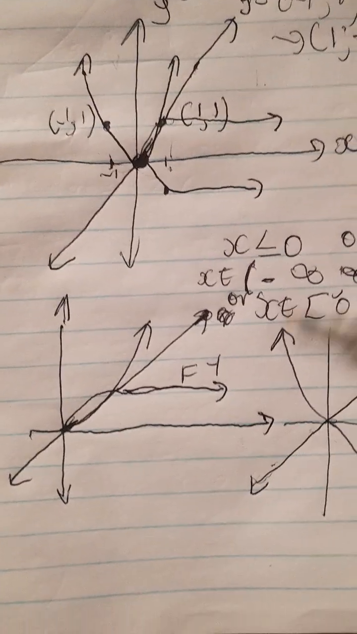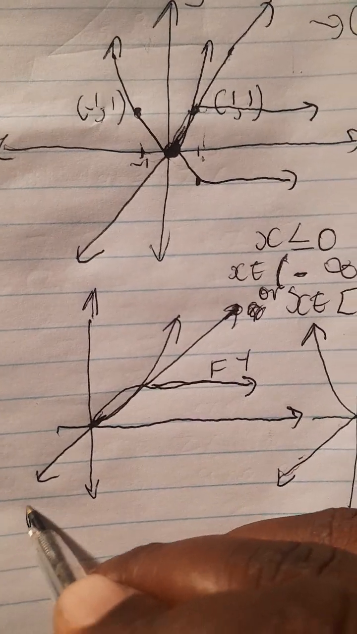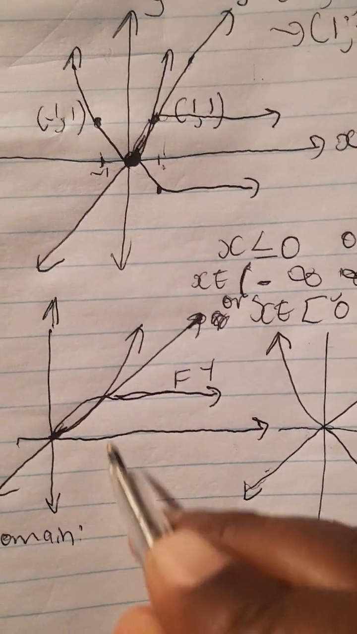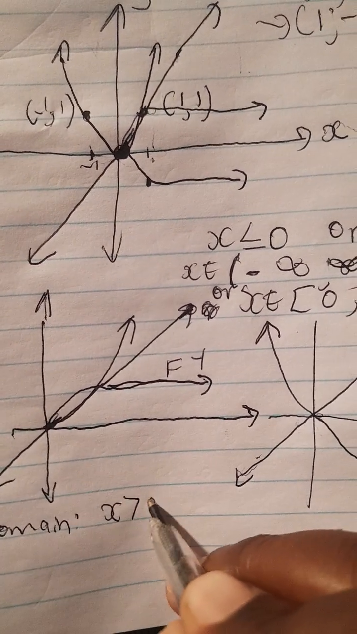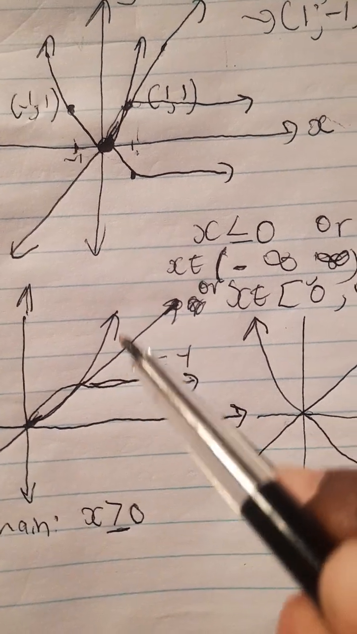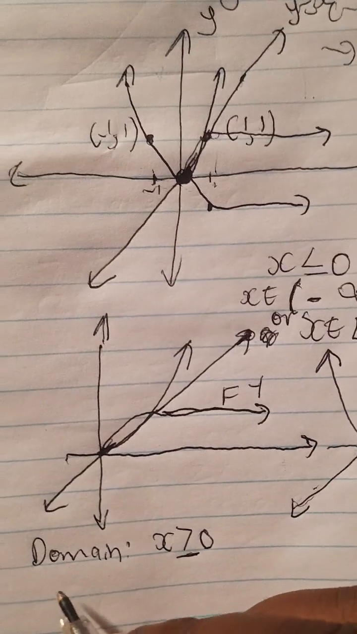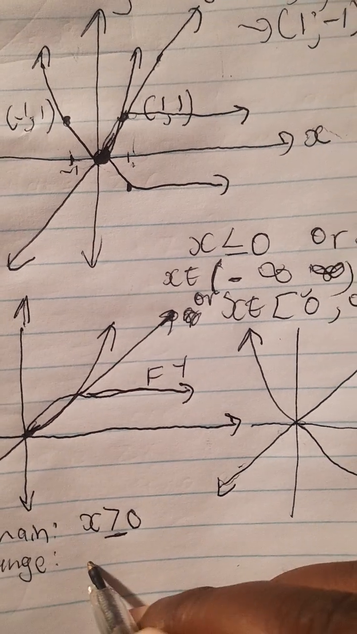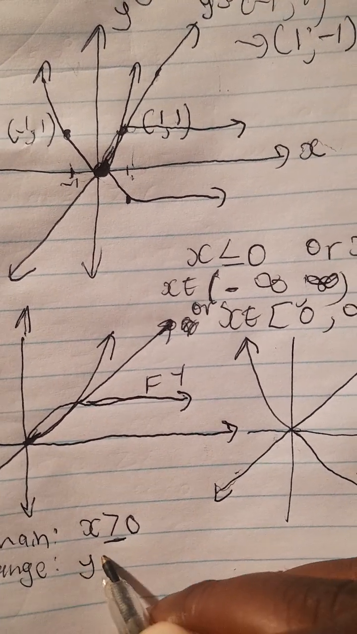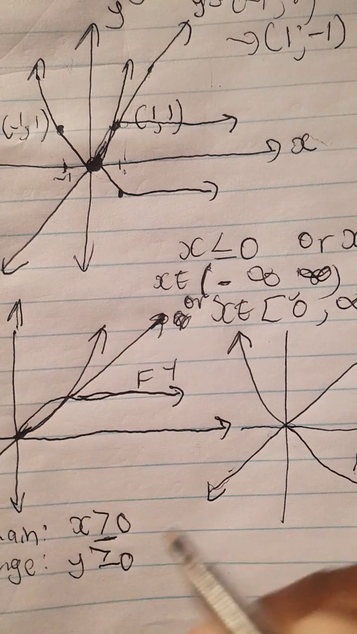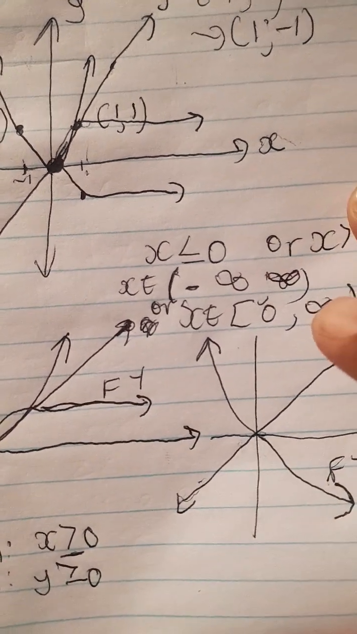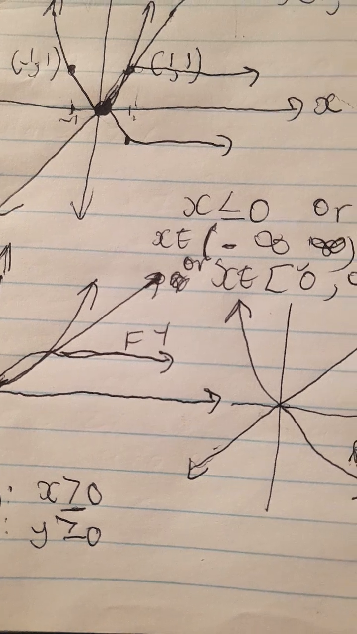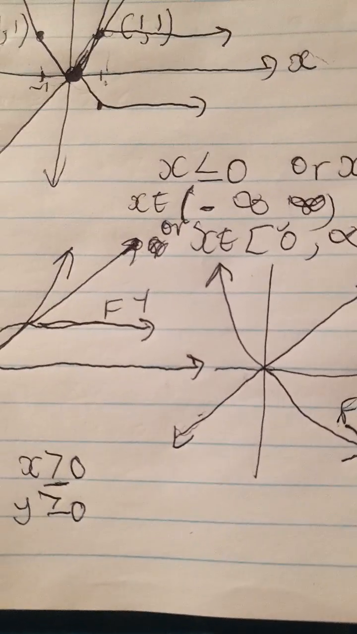Another thing that I want you to note, when you write the domain here, remember your domain for this one will be x is greater or equal to 0 because we're on the positive side here. So the range here will be y is greater or equal to 0, or y is an element of 0 to infinity, or for x, 0 to infinity, right?